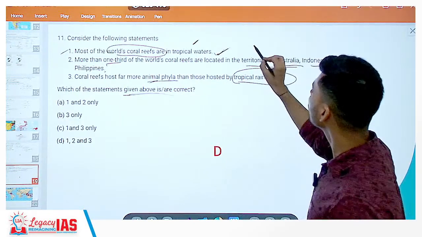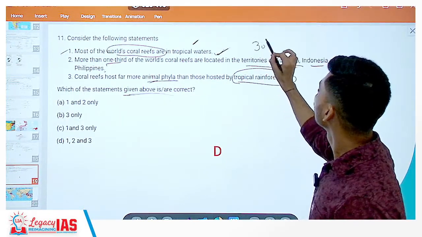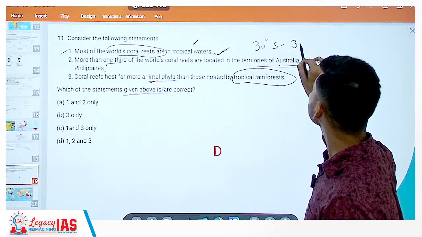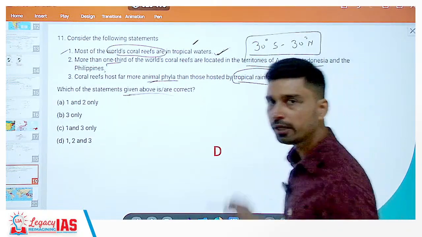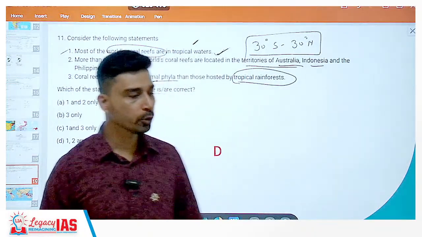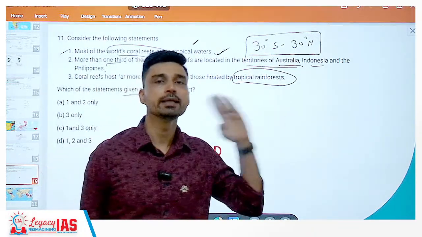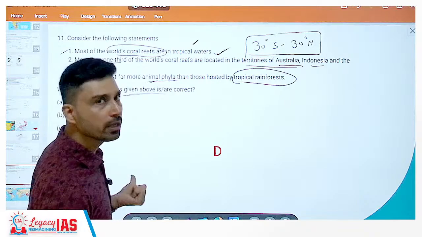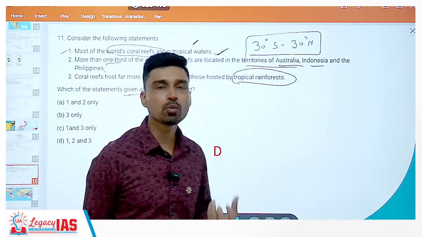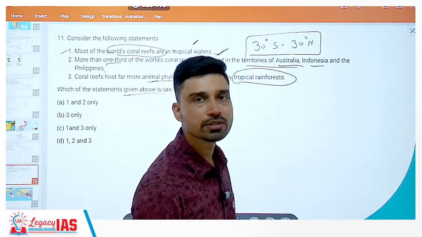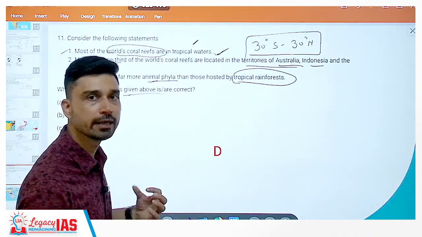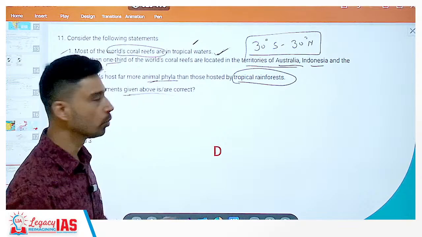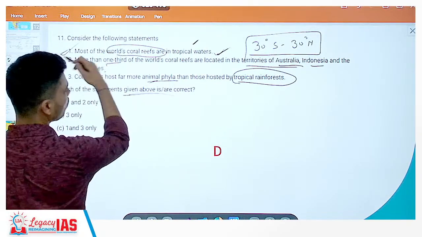And in tropical water, to be more precise, more than 95% of the global coral reefs are situated between the latitudes of 30 degrees south to 30 degrees north, and this is your tropical zone. The reason is very simple: the sea surface temperatures are conducive enough to facilitate the growth and survivability of corals here. So the first is indeed a correct option.